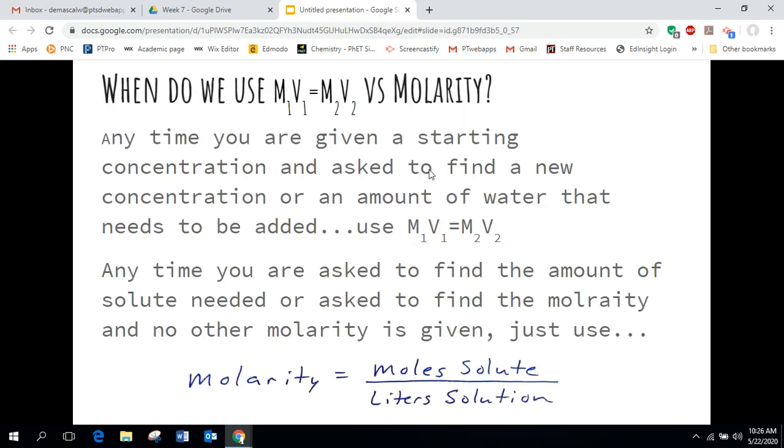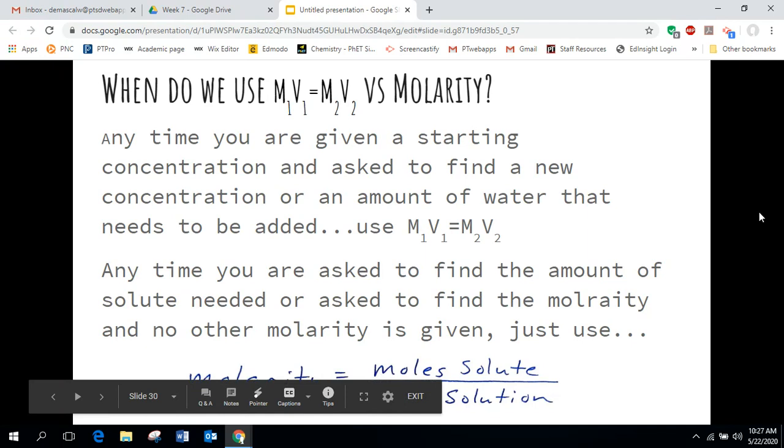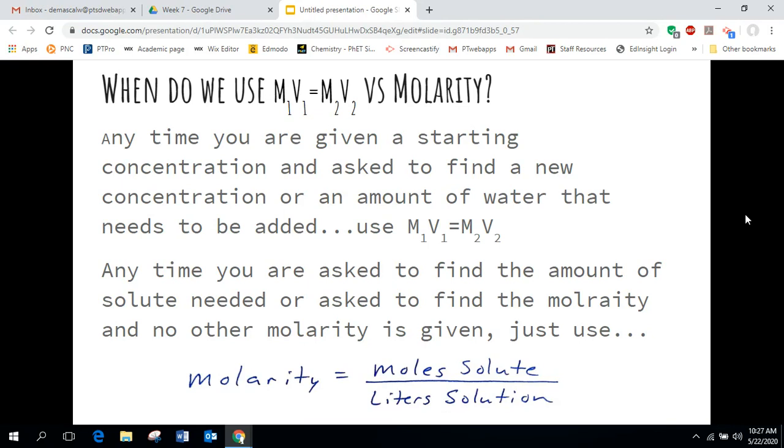So anytime you're given a starting concentration and you're asked to find a new concentration, or you're given an amount of water that needs to be added, they're asking you, you have this original solution. How do I change it to be a different solution? That's when you're going to have to use the M1V1 equals M2V2. That's the dilution equation. Anytime you're asked to find the amount of solute needed, or you're asked to find the molarity, or only 1 molarity is given in the problem, you're going to use the moles of solute over liters of solution.